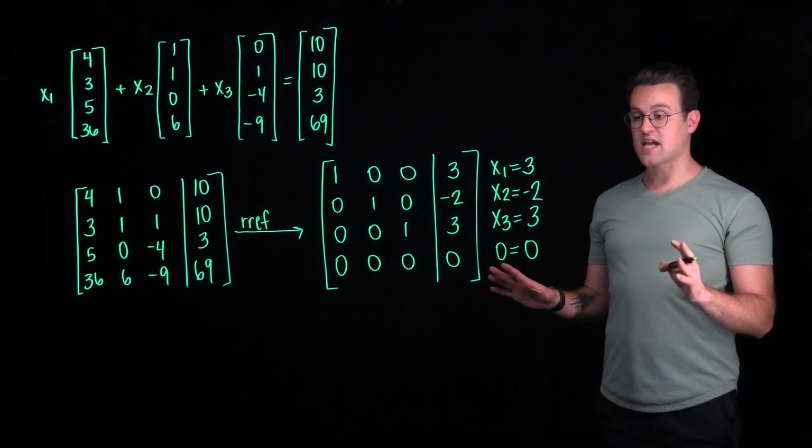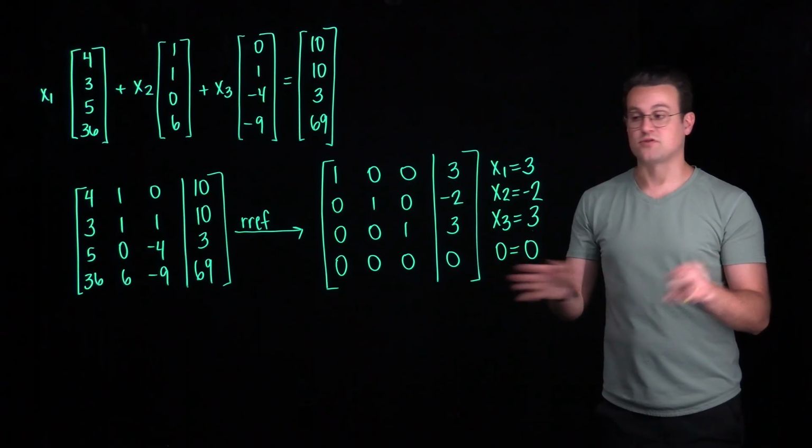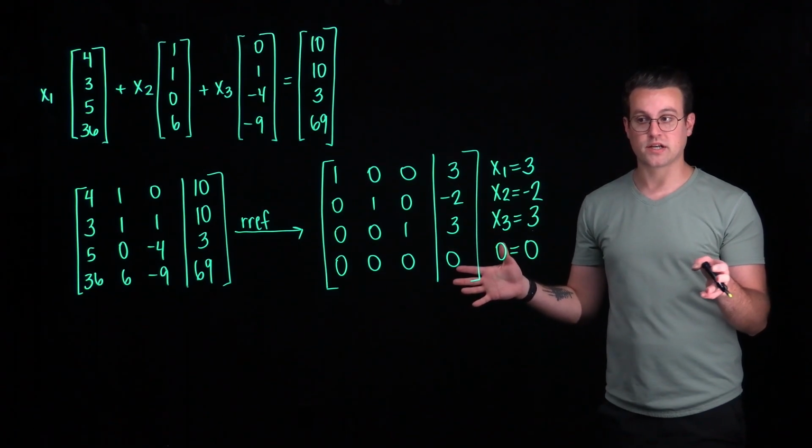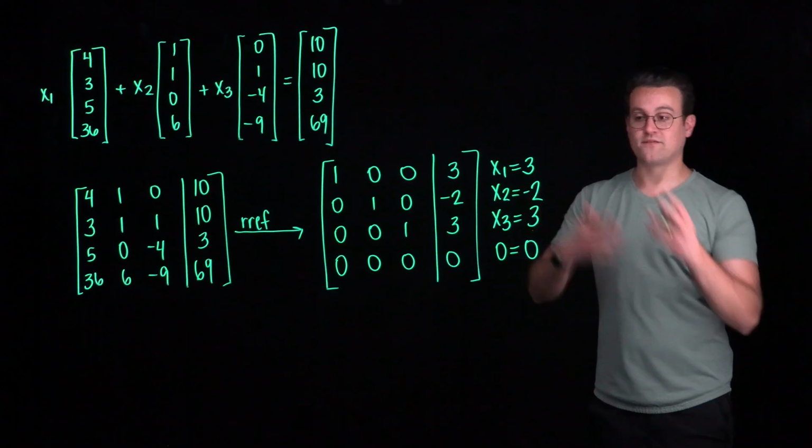Okay, so let's observe what's happening here. 0 equals 0 just means there's not a contradiction. There's no contradictions here like 0 equals 1. So that means we have at least one solution. We either have one solution or infinitely many.